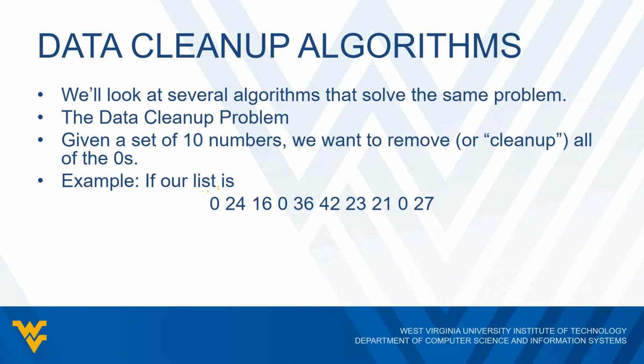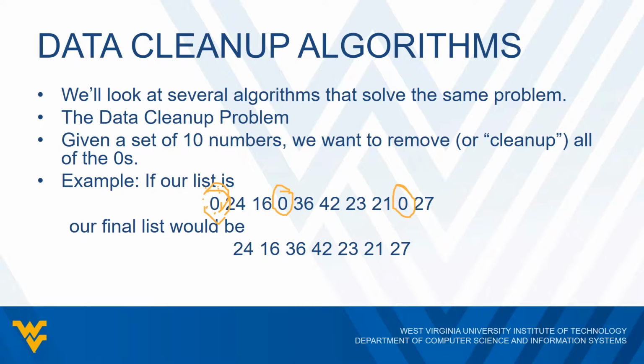So we have a 0 right here. It's not a good circle. Let's try it one more time. There we go. We have another 0 right here, and we have another one right here. So we want to get rid of all these. Our final list is going to end up being 24, 16, 36, 42, 23, 21, and 27.